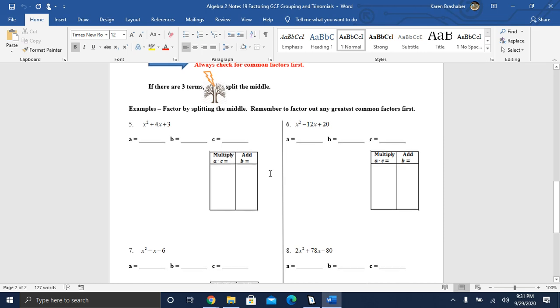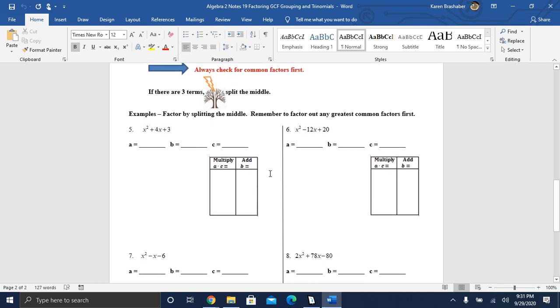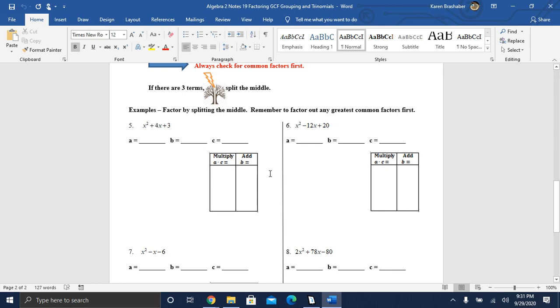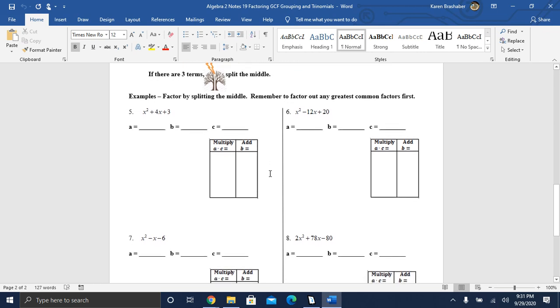So when we have 3 terms, there's a process that we call splitting the middle. And splitting the middle is a method that you're going to use to take a 3-term problem and turn it into a 4-term problem so that we can do the method that we had on the previous side.